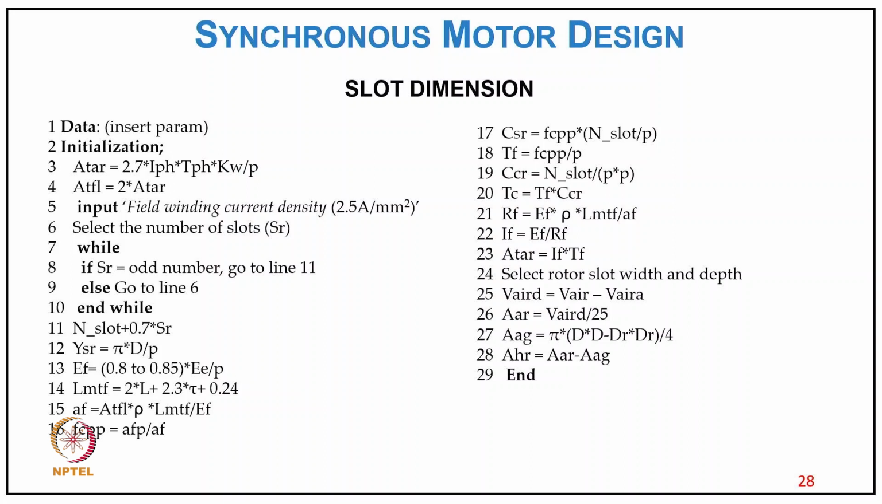EF equal to 0.8 to 0.85 E upon P, LMT equal to L plus 2.3 tau plus 0.24, AF equal to ATFL into rho into LMT upon EF, FC equal to ATF upon F, and 17: CSR, FCCP and slot upon P, and TF equal to FCC by P, CR equal to N slot by PP, TFC equal to TF upon CR, RF equal to rho into LMT upon F, IF equal to F upon RF, ATR equal to IF into TF, and select the rotor slot. Then AHR equal to AR minus AG.